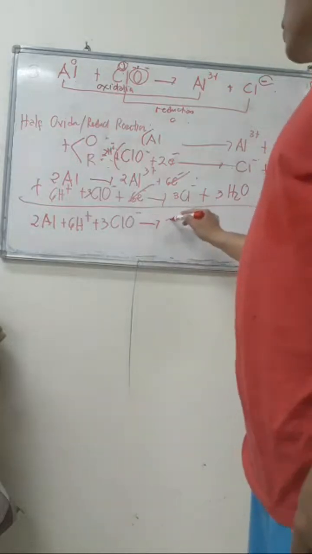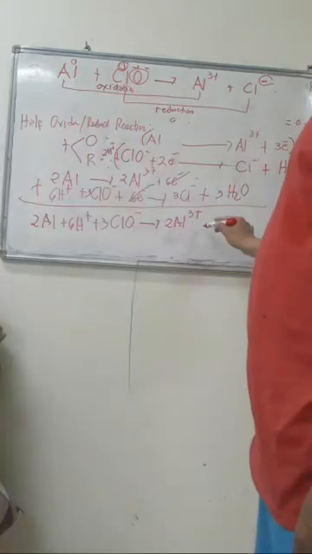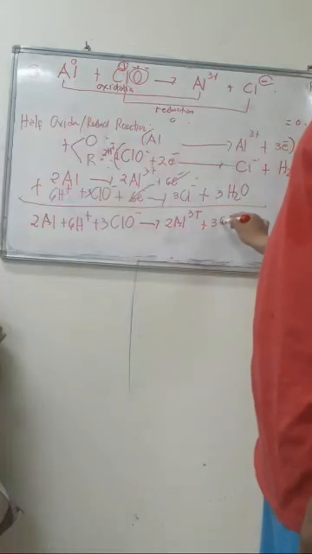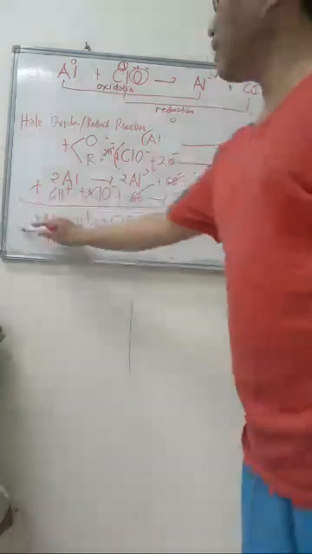Equals 2 aluminum 3+, plus 3 chloride, plus 3 moles of water. Okay, now balance the chemical equation in terms of atoms and charges.